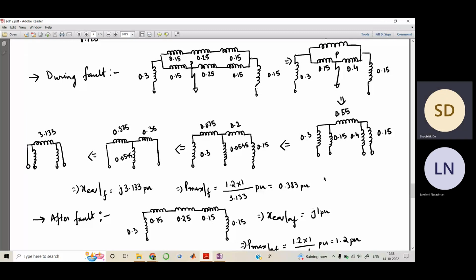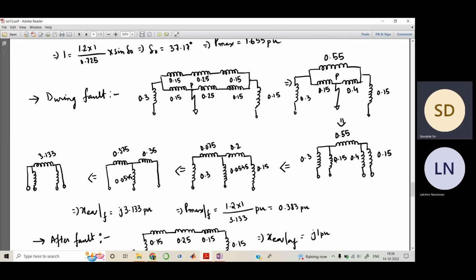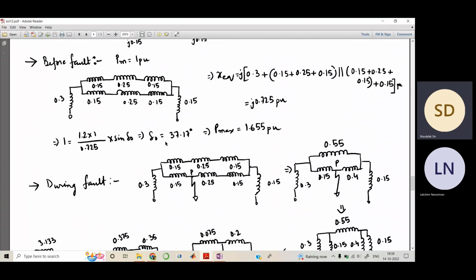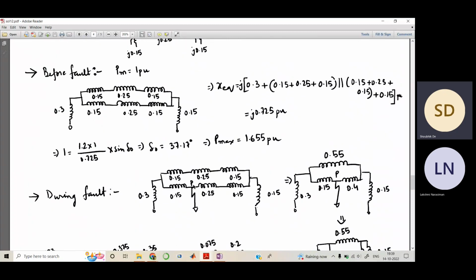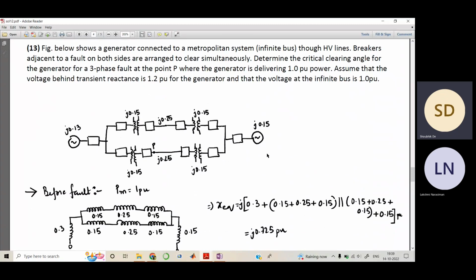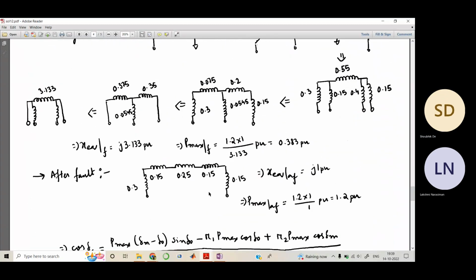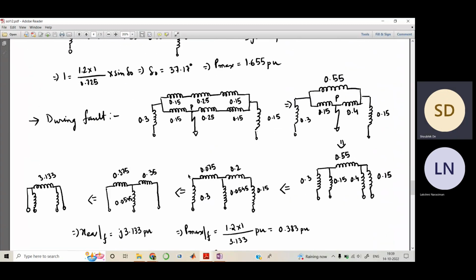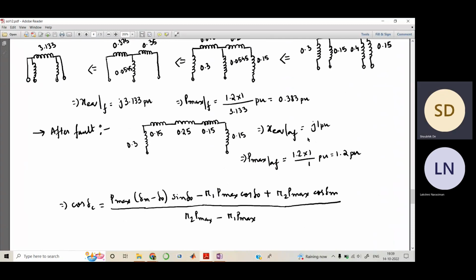So I hope this was clear. After this I'll come to after fault, but I hope till this point the whole thing was clear to you. Okay. After fault is very simple. Basically we remove this line, so the breaker will operate and this whole line will get removed. We are left with this upper line. So our equivalent reactance after fault becomes 1 per unit and my Pmax becomes 1.2.